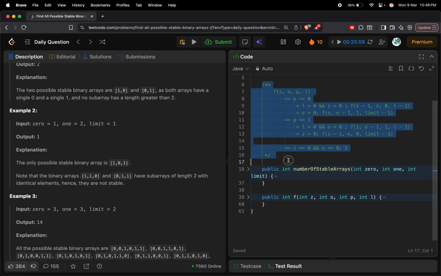Once the recursive state is written, converting it into the function and memoizing it is pretty easy.